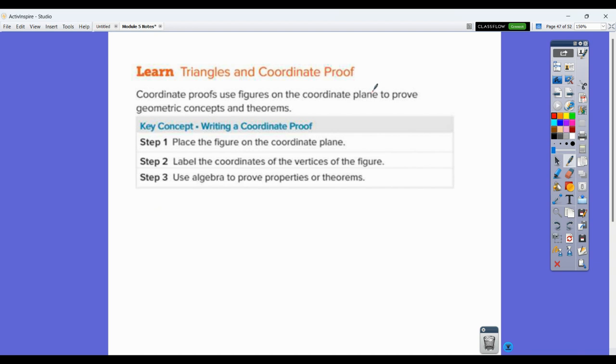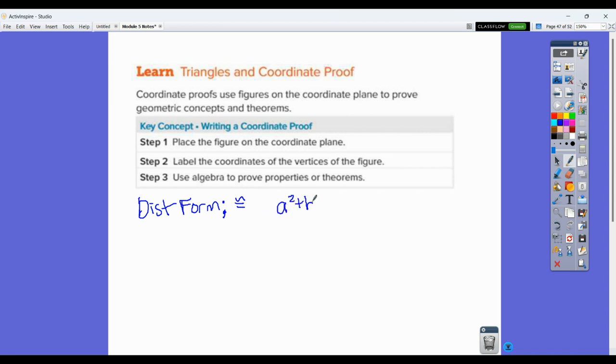Okay, so that leads us to being able to do coordinate proofs. To prove geometric concepts by writing a coordinate proof, you are going to place the figure on the coordinate plane. So you need a drawing. Sometimes it's given to you. Label the coordinates of the vertices of the figure, and then use algebra to prove properties or theorems. I'm going to add a little bit to that: you are going to use really three things. You're going to use the distance formula, which allows you to say that you have congruent sides, or midpoints or bisectors of something.